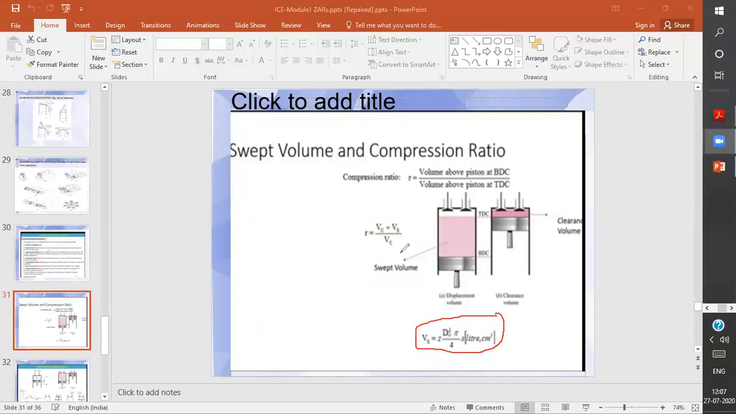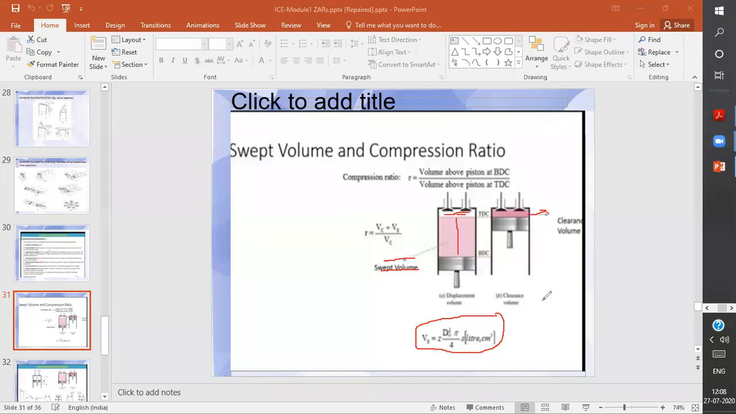See, this is the swept volume shown here. What is the swept volume? Swept volume is the volume displaced by the piston from BDC to TDC. Okay, but there is a small gap here which is called the clearance volume. Here is the clearance volume. Here also it is shown.